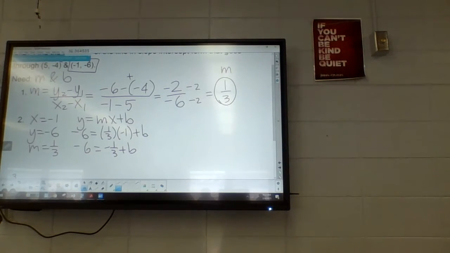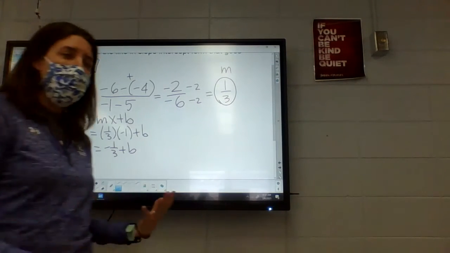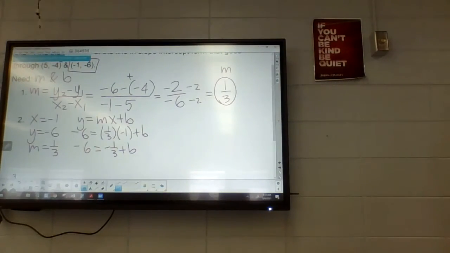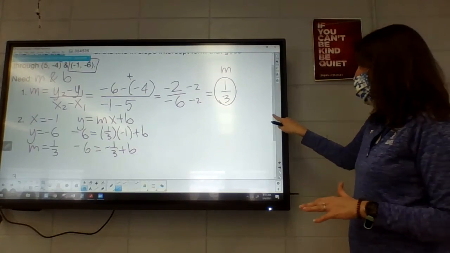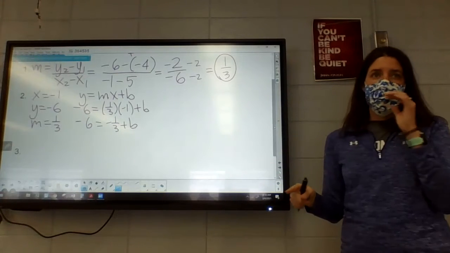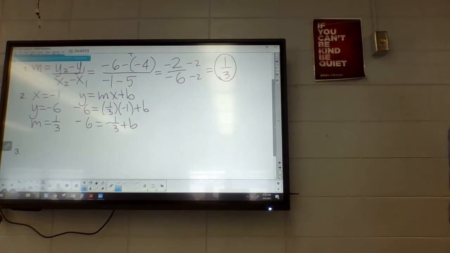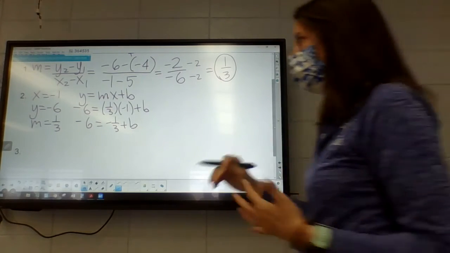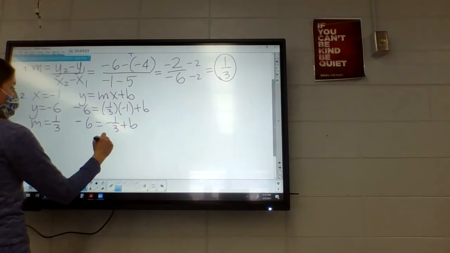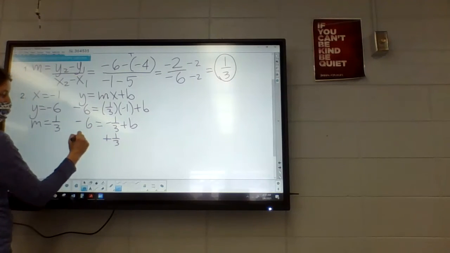I'm probably going to change it to a decimal now, but if you're really good at using your calculator for fractions, you're welcome to leave it as a fraction. You don't need to though. So 1 third is 0.3 repeating. The only thing I ask is that you keep that repeating notation there, just so that you remember that that's the case. So we're going to add 1 third to each side, or add 0.3 to each side.